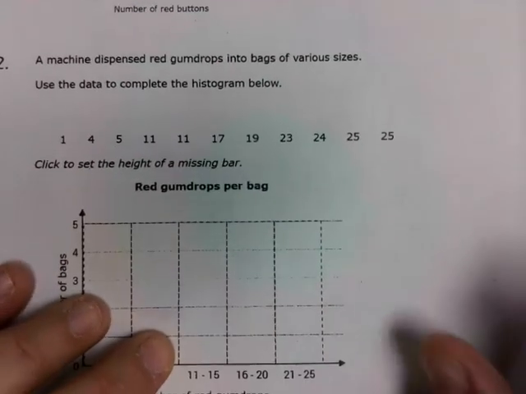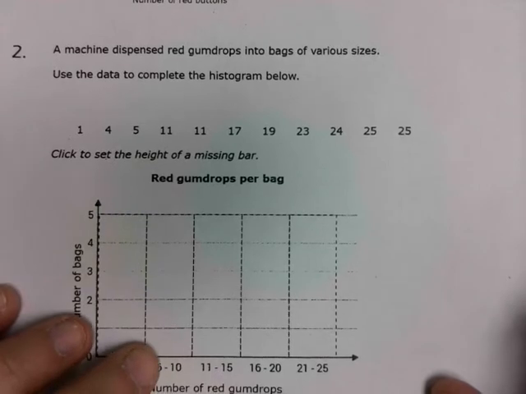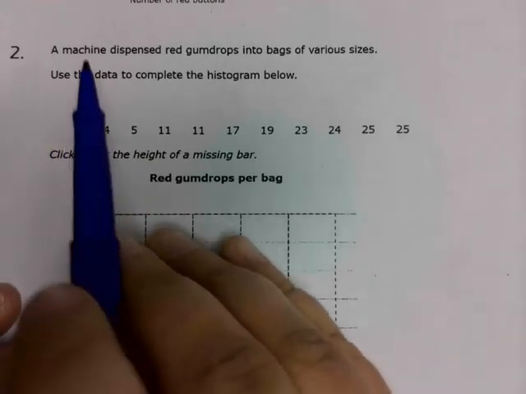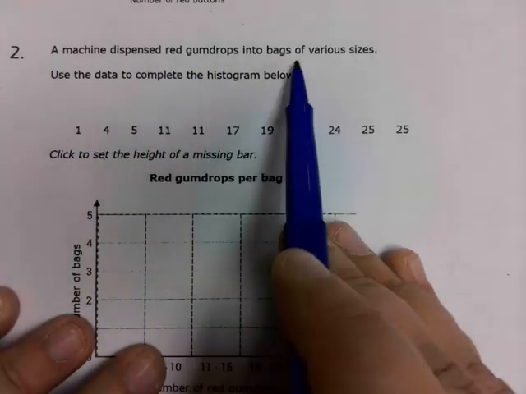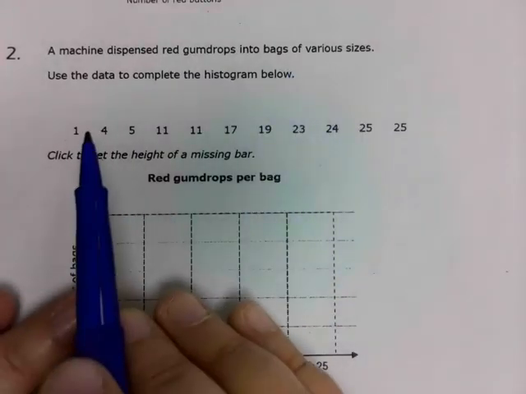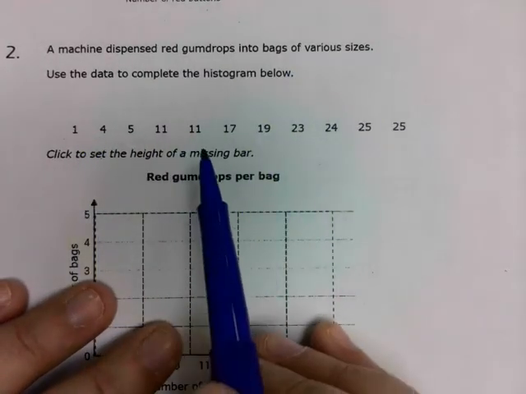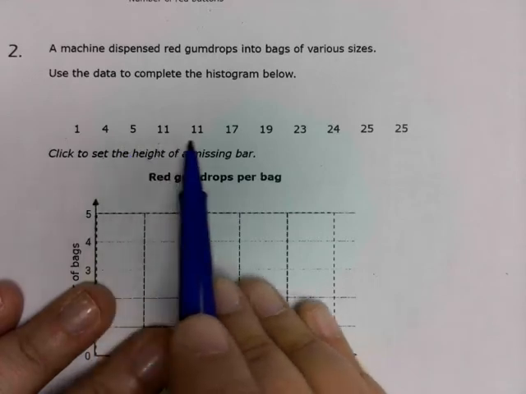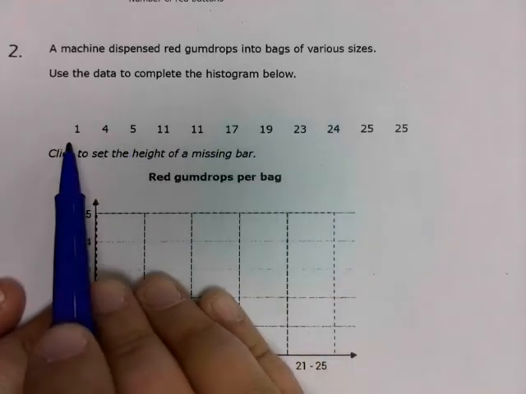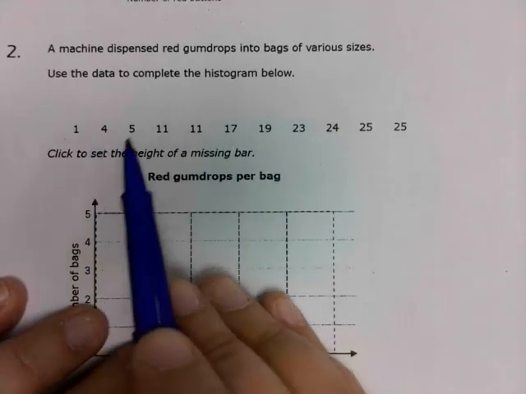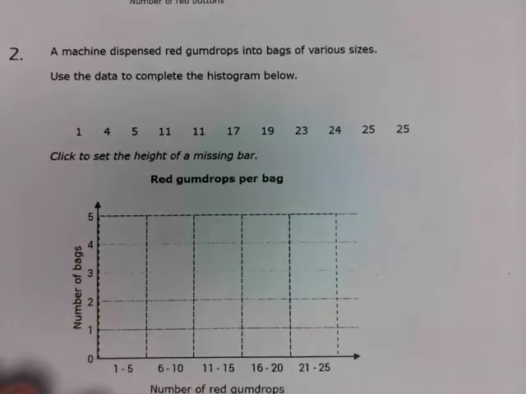All right, let's do one more together. All right, we've got our data. It says the machine dispensed red gumdrops into a bag of various sizes. Here are my sizes. Oh, they were very nice. Here, look, everything is actually already in order for us. That's very nice. 1 through 25, and they're all in order. Perfect. That saves me some time.